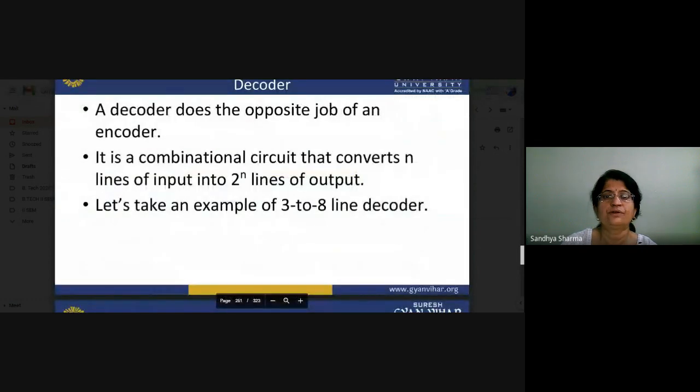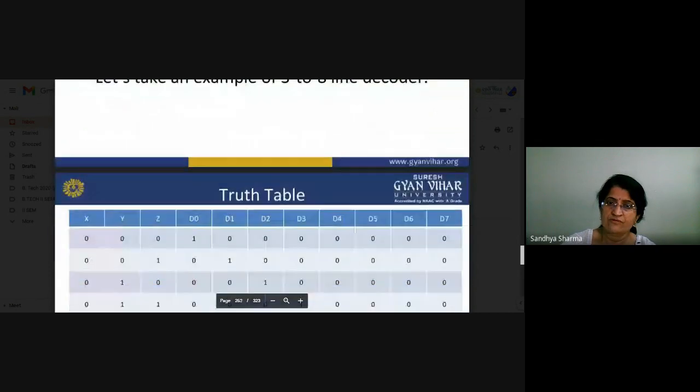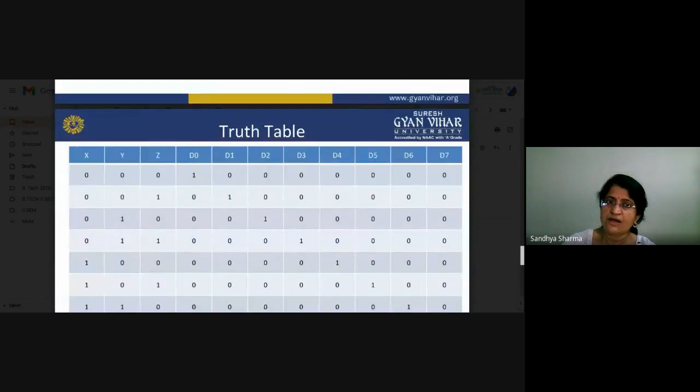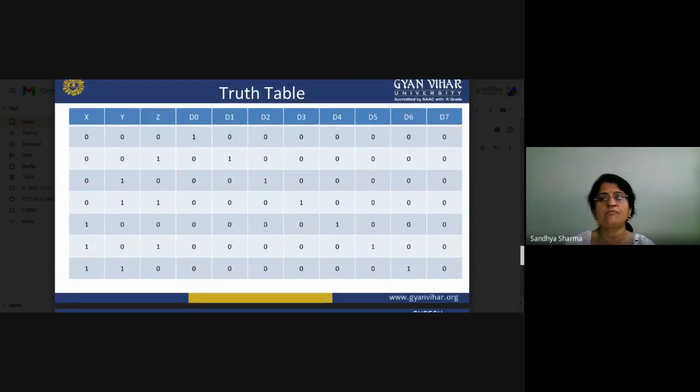Now what about the role of the decoder? The decoder does the opposite job of the encoder. It is a combinational circuit that converts n input lines into 2 raised to power n output lines. That is an example. So this is a table. You have 3 input lines X, Y, Z and 8 output lines. It will work as a decoder, and according to the input signals we receive at the XYZ terminals, we can decode and find out the particular number of your input.